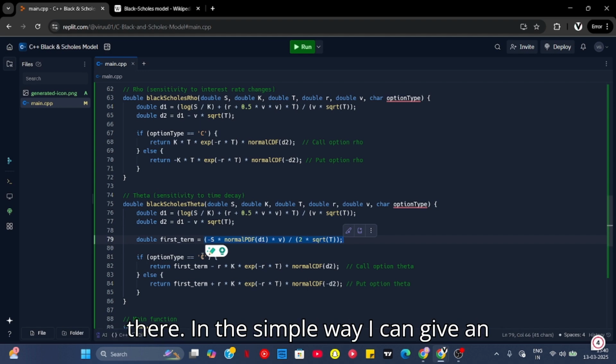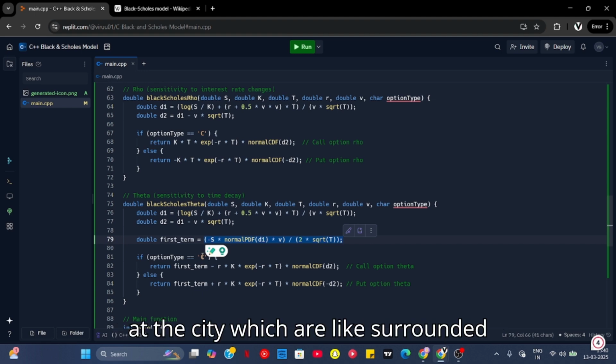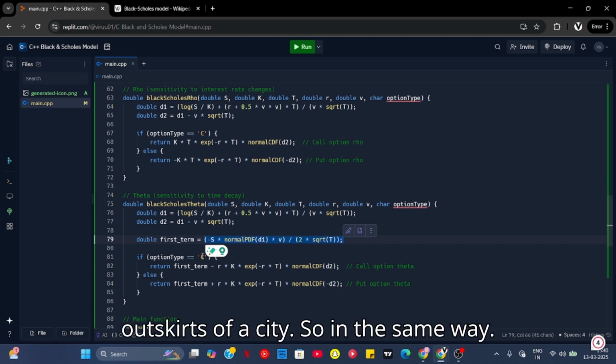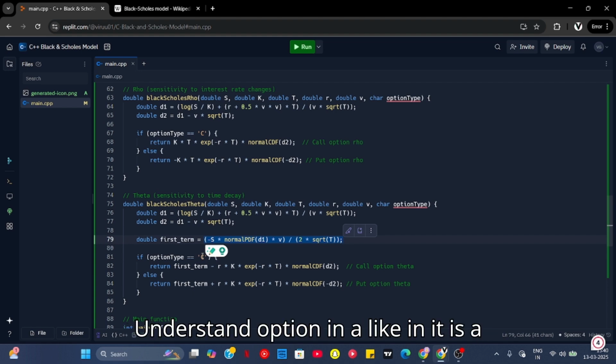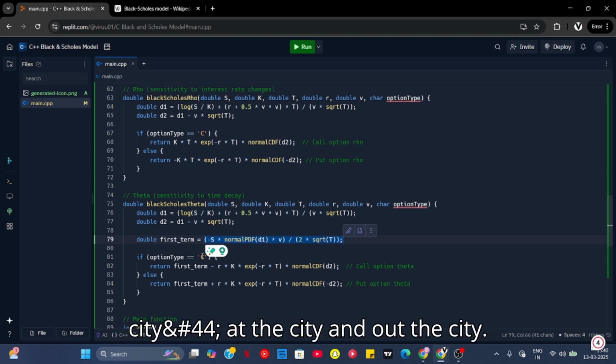In a simple way I can give an example: in cities there are inner city areas which are very pricey. The houses surrounding that area are almost cheaper than the inner city, and then there are the outskirts of a city. In the same way, understand option as a city, and it has three options to provide to a customer, that is in the city, at the city, and out of the city.